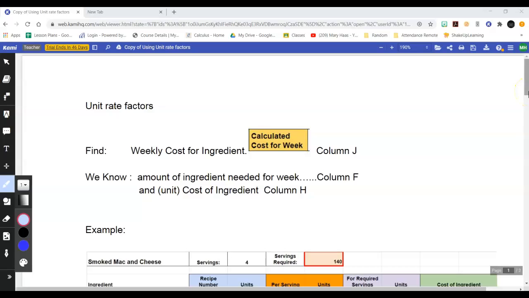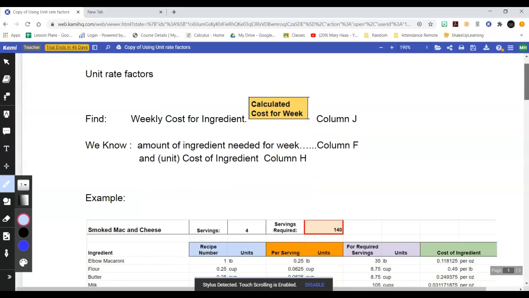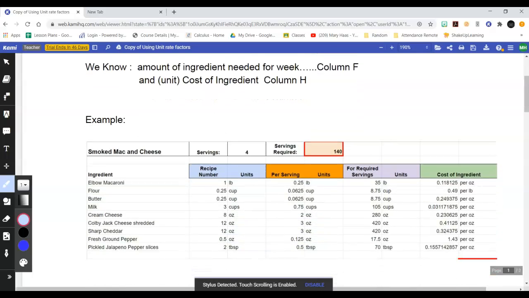Hello, what this video will be about is how to use unit rate factors when you're going to be calculating the cost for the week of each of your ingredients. And so up to this point, what we've done, we look down here, first of all, you wrote your recipe number down and the units that were involved in the recipe.